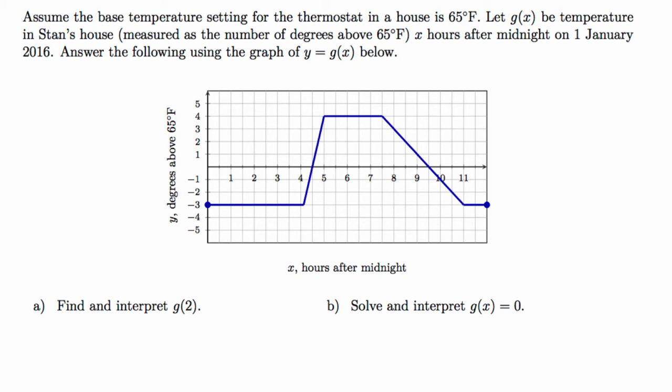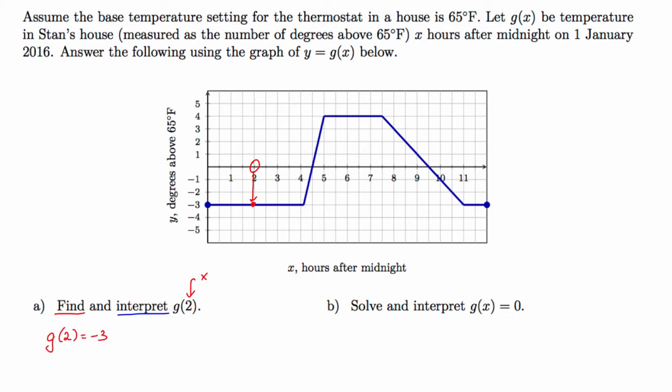In part A, we need to find and interpret g of 2. We need to recognize these are two separate questions. The first question is to find, and the second part is to interpret. So in terms of finding g of 2, we need to recognize that the 2 given in the function notation g of 2 is an x value. So if we go to the x value of 2 and look down to the graph and find the point on the graph that has an x value of 2, we can find the y value. So we can state g of 2 equals -3.